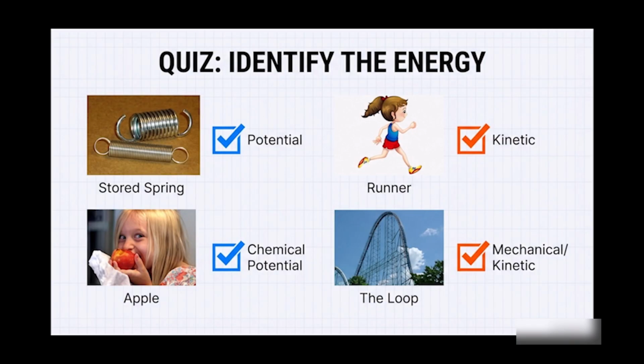Identify the energy. Let's see if you get it. A stored spring, that's potential. A runner in mid-stride, kinetic. An apple before you eat it, that's chemical potential. And a roller coaster loop, that's a mix of both potential and kinetic, which means mechanical.